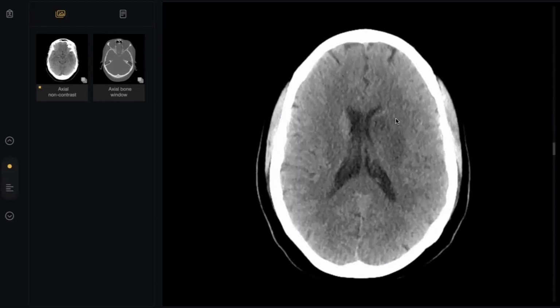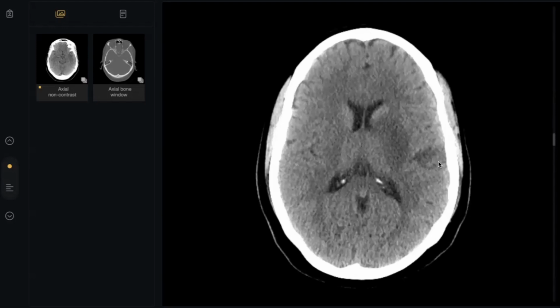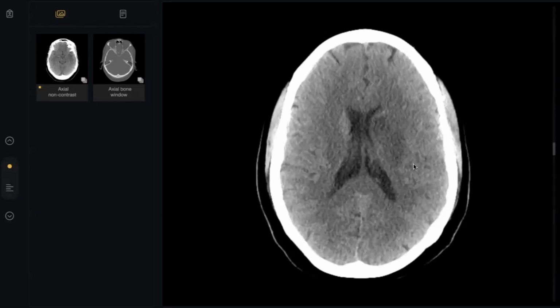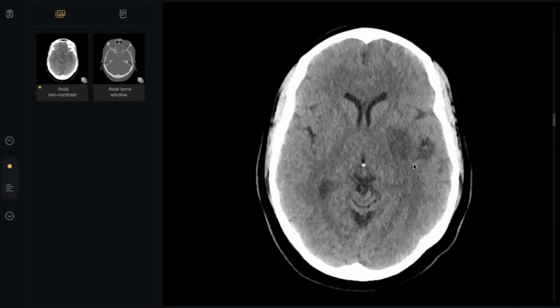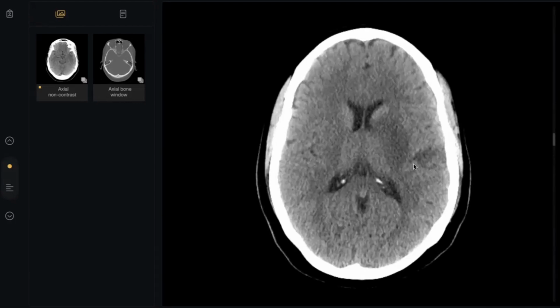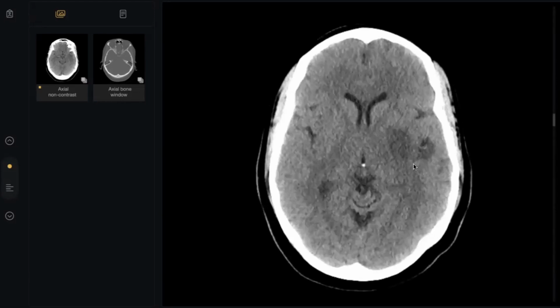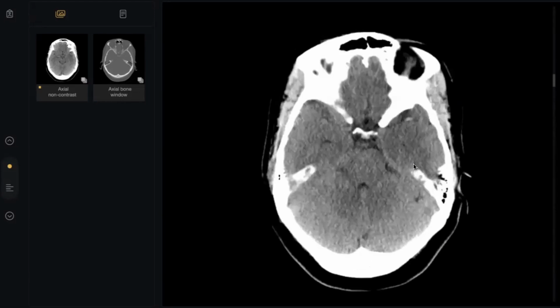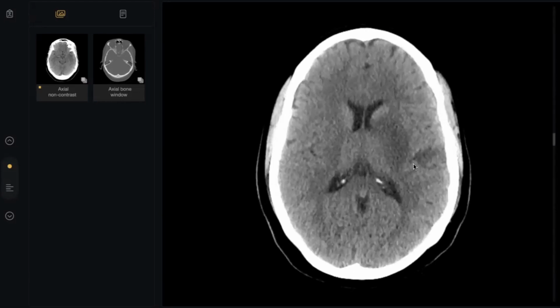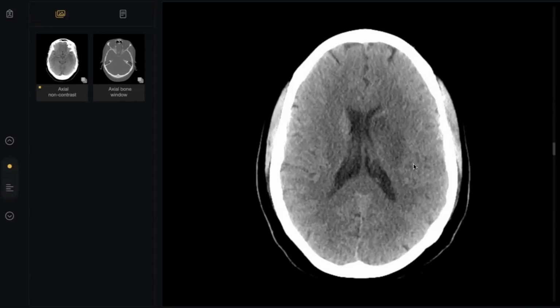See here, what happened here? A wedge shape in the MCA distribution, and it takes the left lentiform nucleus. Completely typical of MCA distribution. Thank you, doctor, so much.